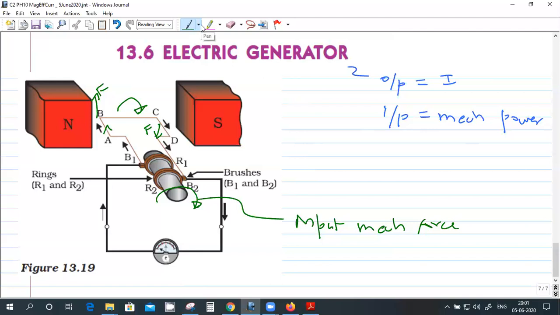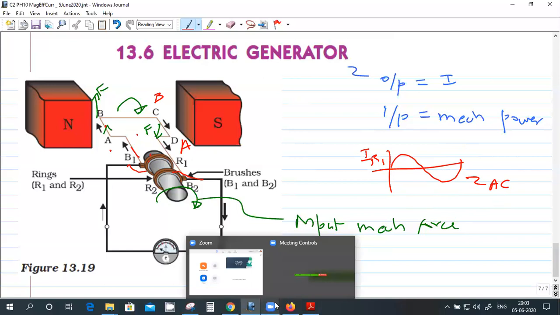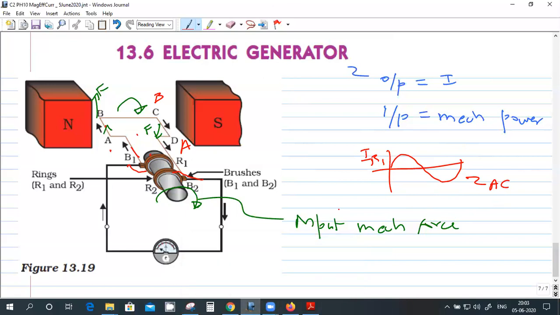And if you plot the current in the ring, the direction of the current will change. I in R1. From this bottom point to this top point, it will be in one direction, and from this top point to the bottom point, it will be in another direction. So this is called AC current because the polarity of the current is changing. So this is the working of a generator.